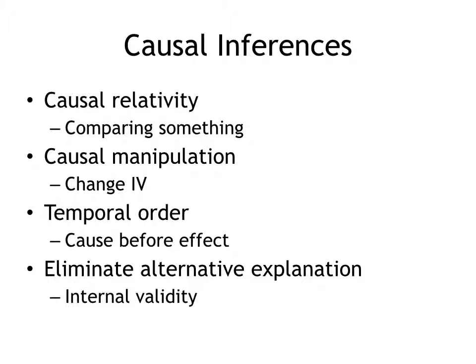And then the fourth piece that's really important if you're going to make a causal inference is that you have to eliminate all the alternative explanations that you can possibly think of. And this is where we get to internal validity. We eliminate all the others, and then we can say that internally what we did is what caused the effect, and we can feel really confident in doing that.